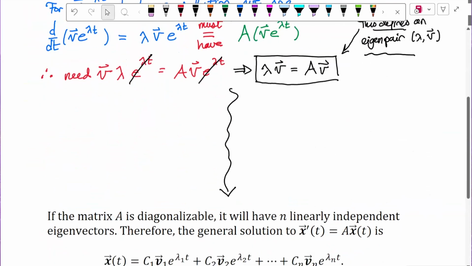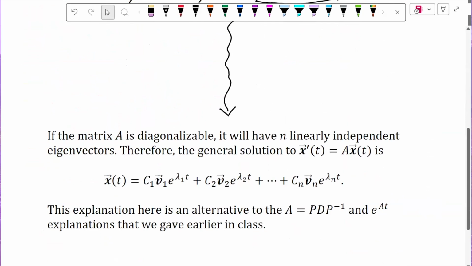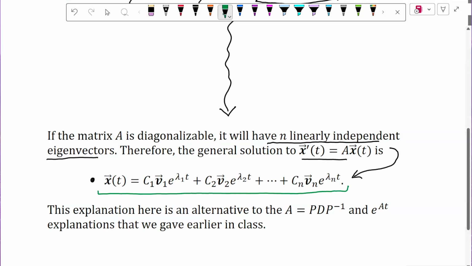If the matrix A is diagonalizable, then we know that it will have n linearly independent eigenvectors. We know that each eigenpair yields a solution to the ODE, and therefore a linear combination of all the possible eigenpairs will also give us a solution to the ODE. So with this approach, we have found another way to confirm that this linear combination of eigenvectors and e to the eigenvalue t forms the most general solution to the ODE system. Let's go to the next page.